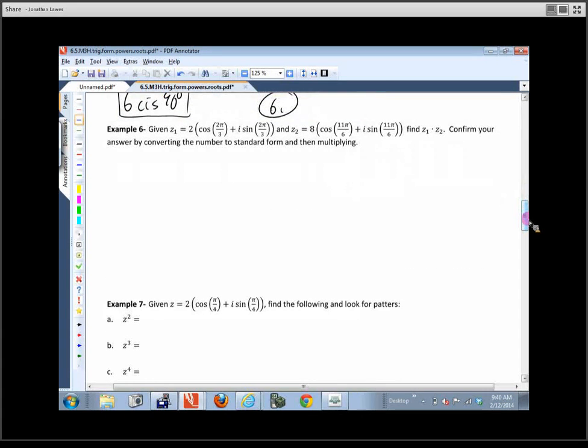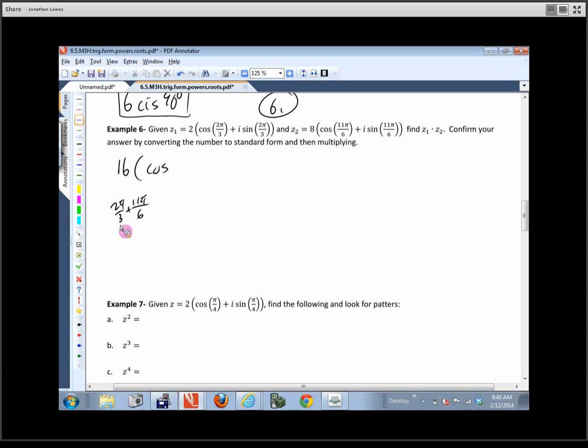Okay, I'm hoping to get at least to the bottom of this page right here. This is a problem very similar to one on your assignment. It says, given that Z1 is this complex number in trig form, and Z2 is this complex number in trig form, find Z1 times Z2. If we're multiplying, what do we do with the moduli? Multiply them. So I'm going to get 16. What do we do with the angles? Add them together. So I've got 2 pi thirds plus 11 pi 6.